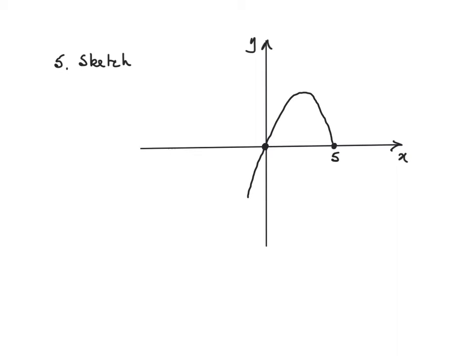Remember, these graphs are not drawn to scale, but they are drawn accurately. The next thing I'm going to do is to put in a dotted line representing the axis of symmetry. So this is at x equals 5 over 2. And this maximum turning point is 5 over 2, 25 over 4.